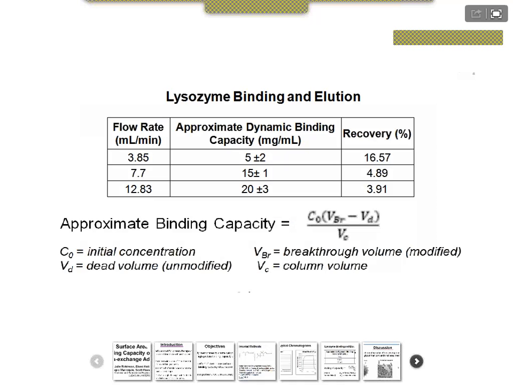Dynamic binding capacities are approximated using the expression below. C0 is the initial concentration, which was found by comparing the maximum absorbance as it appears on the plateau on the chromatogram with a calibration curve. The dead volume and breakthrough volumes for the unmodified and modified membranes, respectively, were found at 10% of the maximum absorbance. The column volume was calculated using the known thickness and surface area of the membrane. Also listed in the table are the percent recoveries, which appear to decrease as the flow rate increases. Once again, we do not yet fully understand this trend and are investigating further.